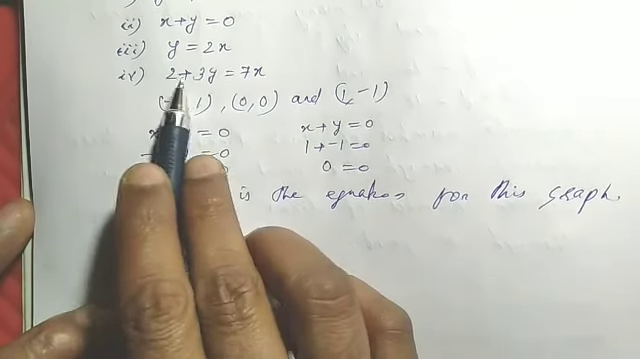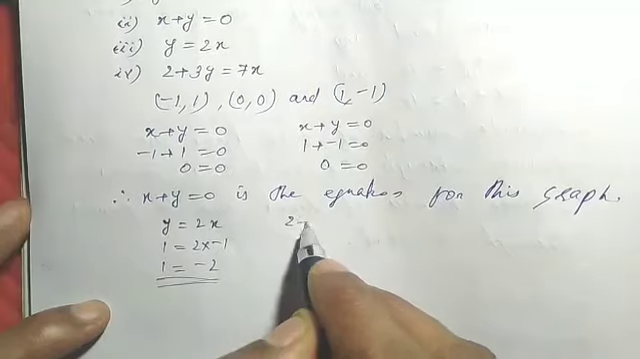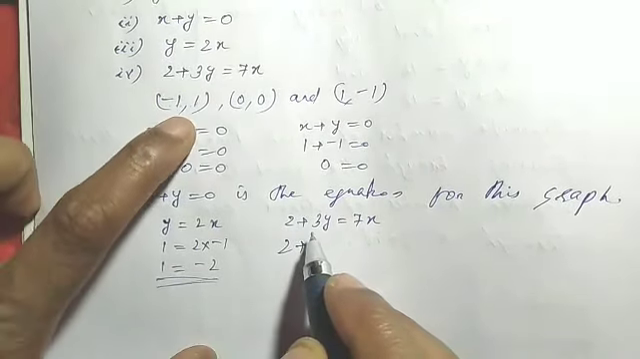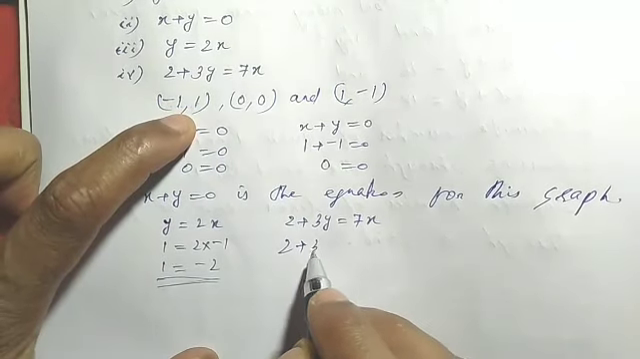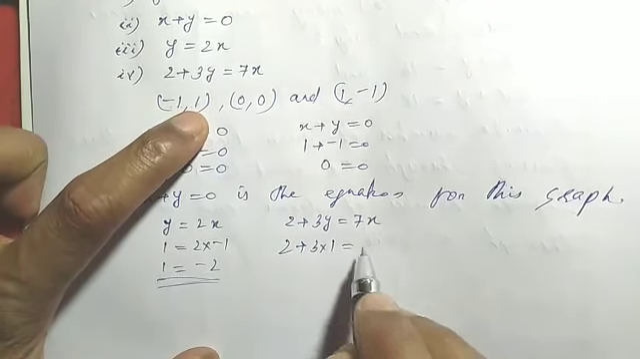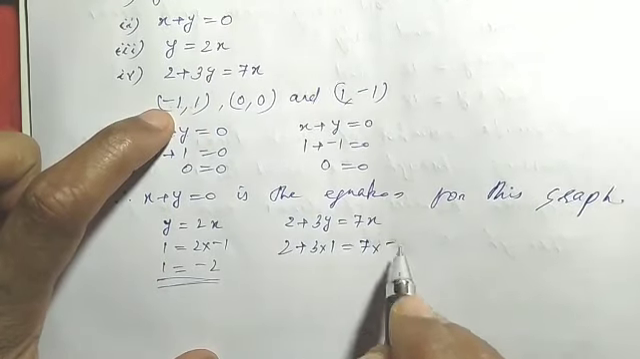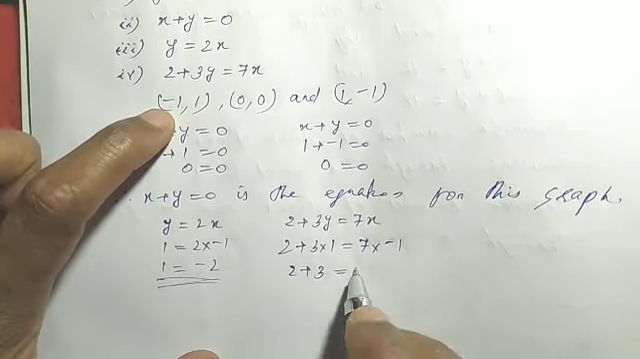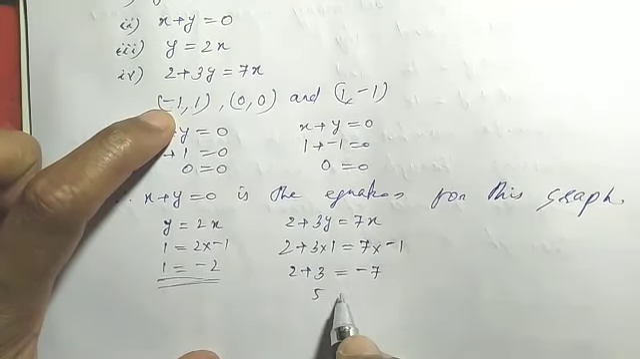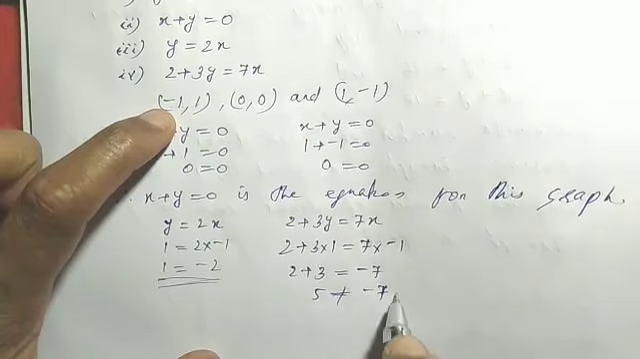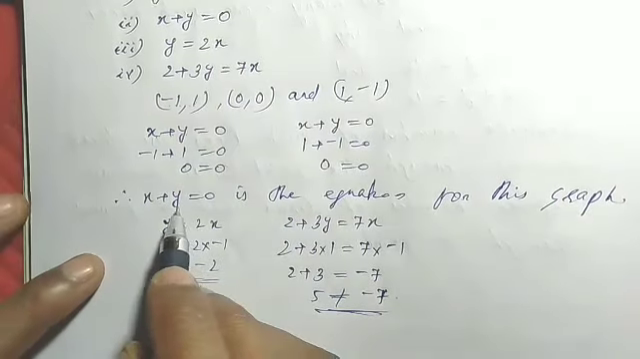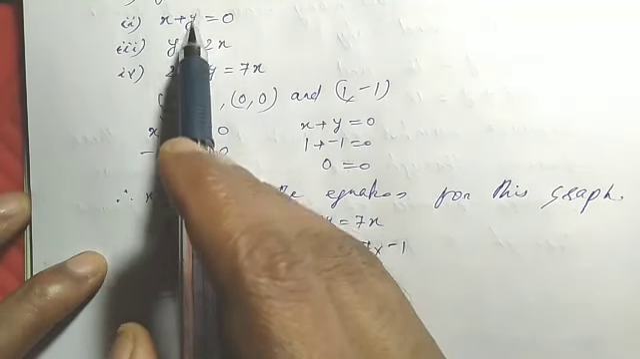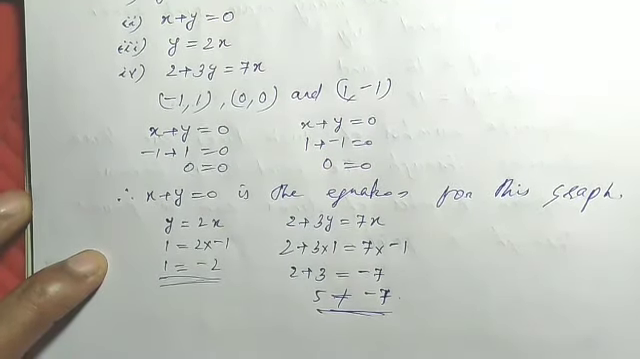Third one, 2 plus 3y is equal to 7x. We substitute the first solution: 2 plus 3 into y, which is 1, is equal to 7 into x, which is -1. 2 plus 3 is 5, which is not equal to -7. Therefore, x plus y is equal to 0 is the equation for this graph. The other equations are not satisfied by that line.